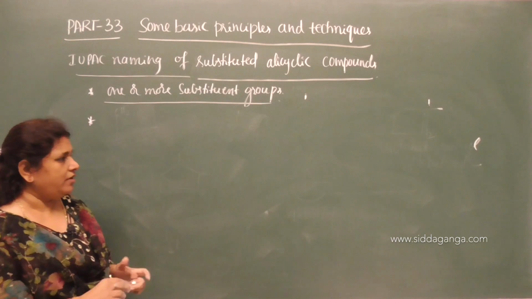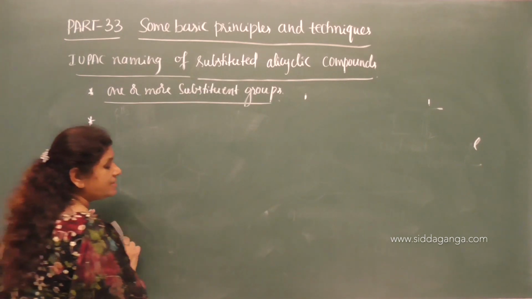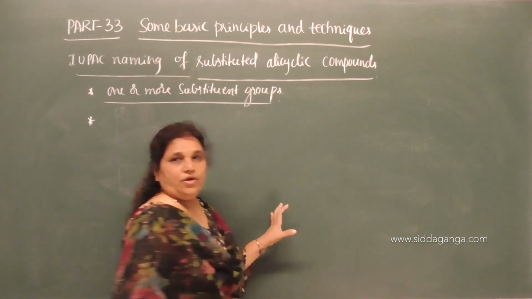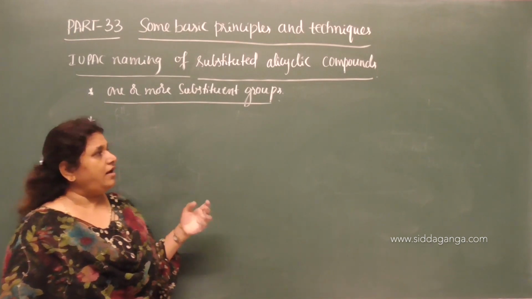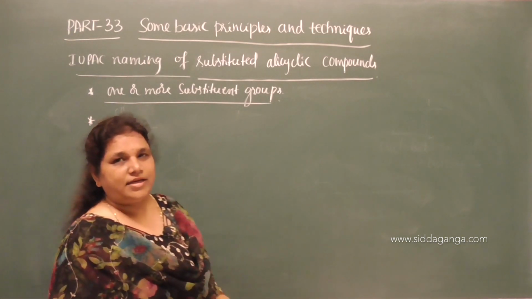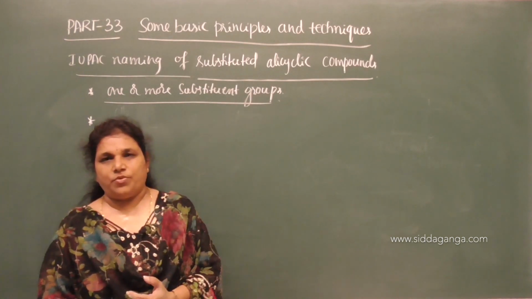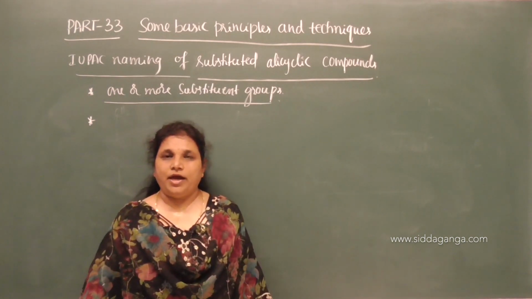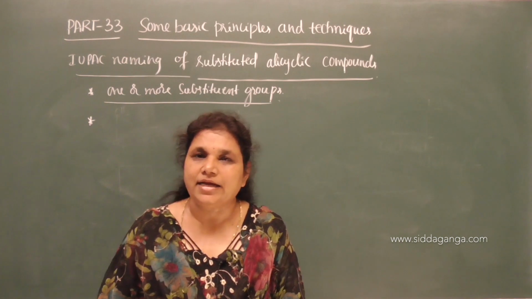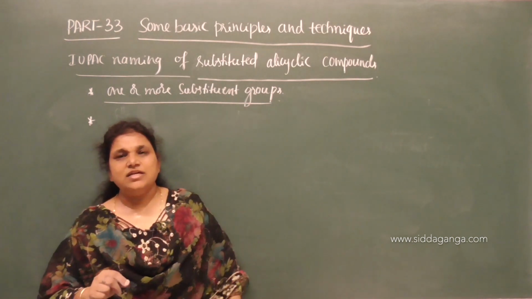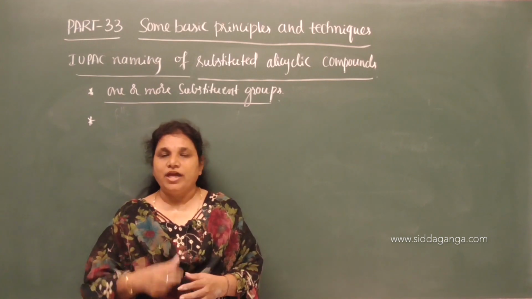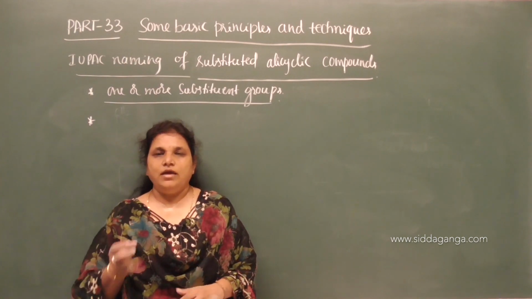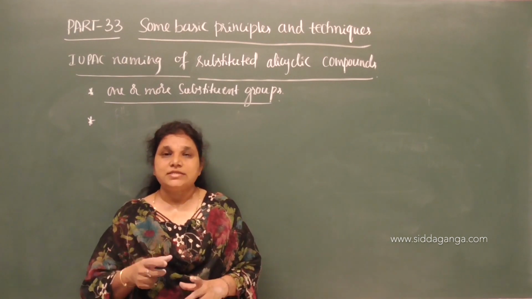So, in the third point, whenever two alicyclic rings get substituted to the alkane chain, then how to name such a compound? If two alicyclic rings are attached to the alkane chain, then we have to treat both the cyclic rings as substituent groups. Then we have to name such compounds as alicyclic substituted alkanes irrespective of the size of the ring.